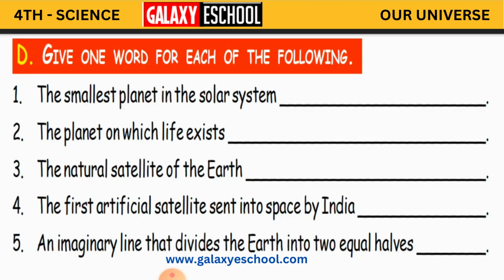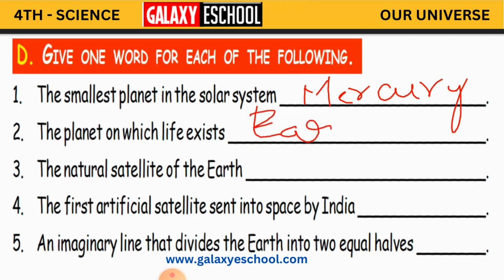Now here, give one word for each of the following. So let us do that. The first one is the smallest planet in the solar system. The smallest planet, which is very near to the Sun, children, is Mercury. Okay, now the planet on which life exists. On what planet is life existing? The answer is Earth, where we are all living.